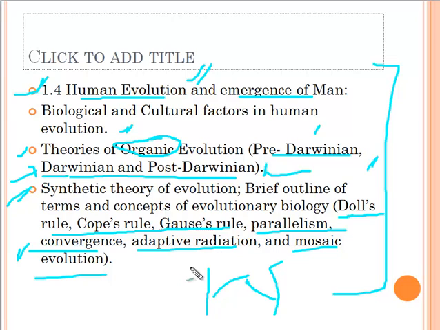Adaptive radiation: radiation means spreading, and adaptive means adaptation, like a survival concept. So how species spread and how they adapt to the environment and survive; this also has a fixed definition. You can see this from the notes, or whenever we cover it one by one, I will give you the definition, what questions have been asked, and what you have to learn from this. Similarly, mosaic evolution. Mosaic means mixture, so this is also a mixture of different concepts.